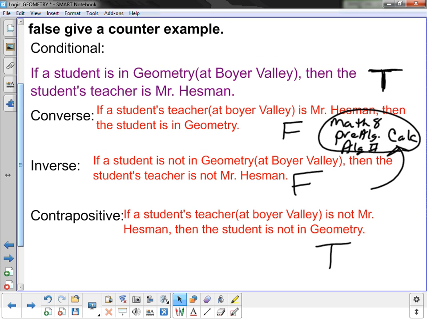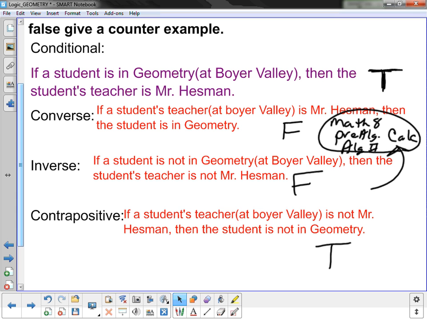Now, as we talked about in the last video, we have the law of contrapositives, and let's check to see if that is true. The law of contrapositive says that the contrapositive and the original conditional statement will both have the same truth value. I noticed the original statement was true, and our contrapositive is true. They have the same truth value. That always works.